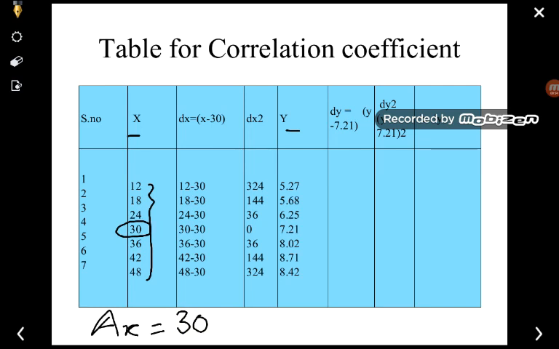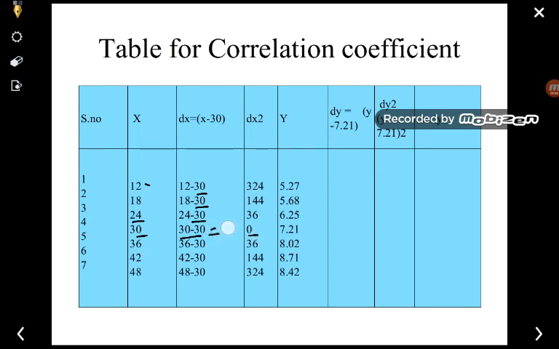If the assumed mean of the x variable is 30, then we have to subtract in order to find out the dx. So the dx is nothing but x minus x bar. So what is x bar? X bar is nothing but the assumed mean. So here we will get 12 minus 30, then 18 minus 30, 24 minus 30, and 30 minus 30, which gives 0.